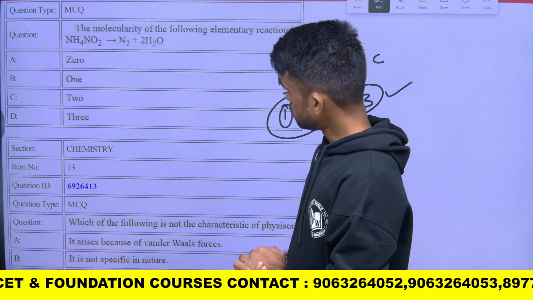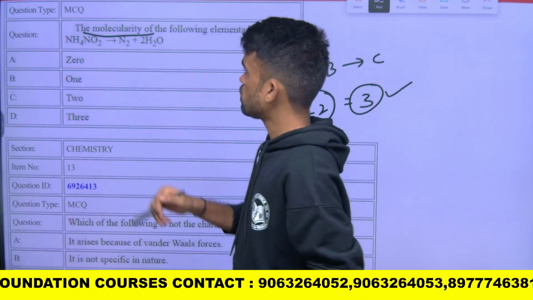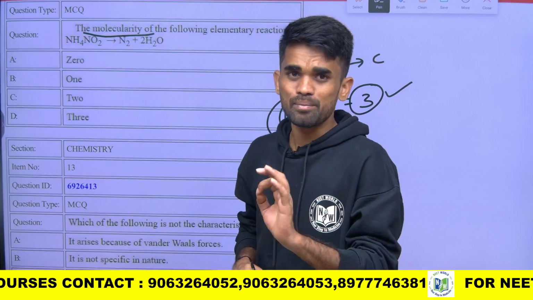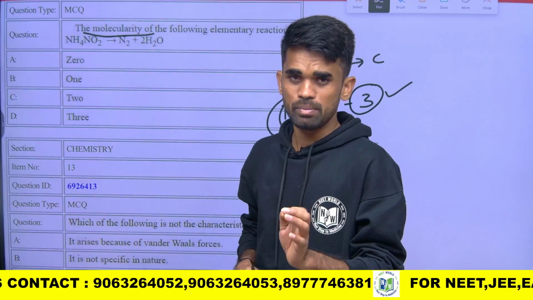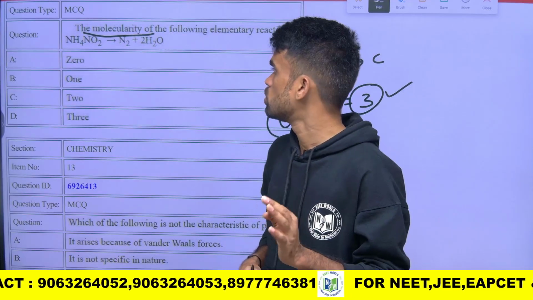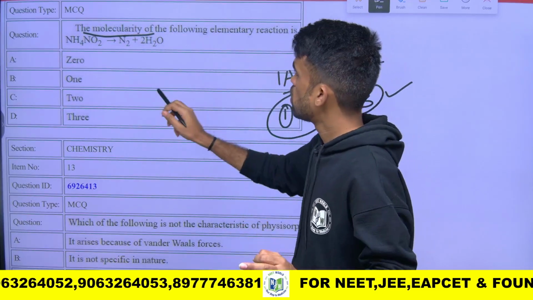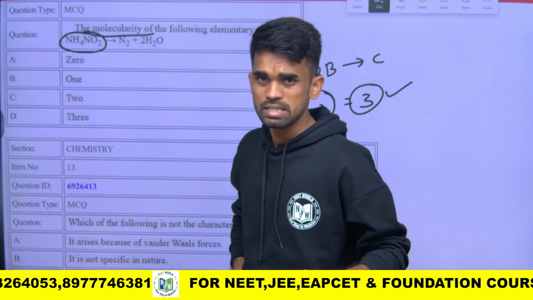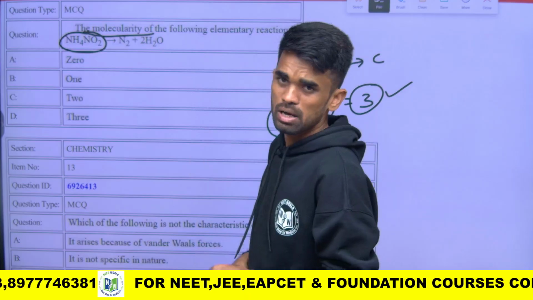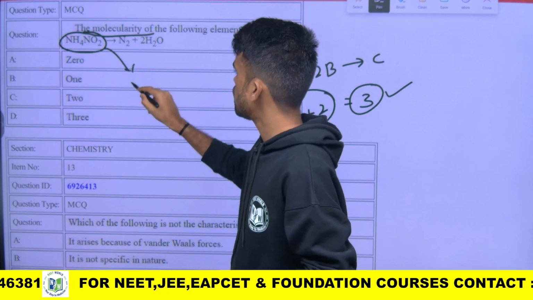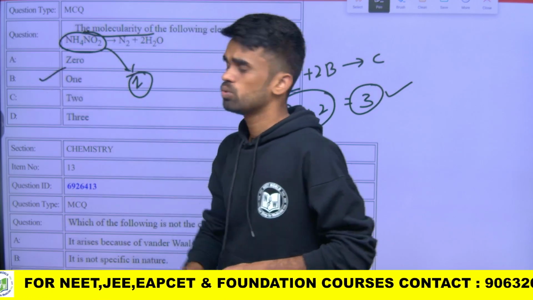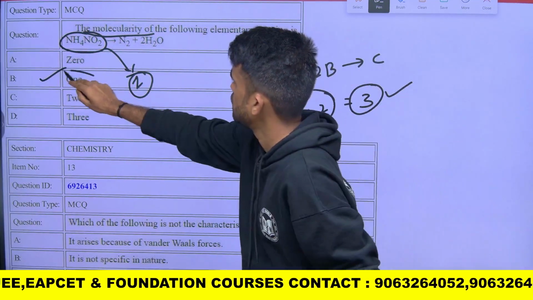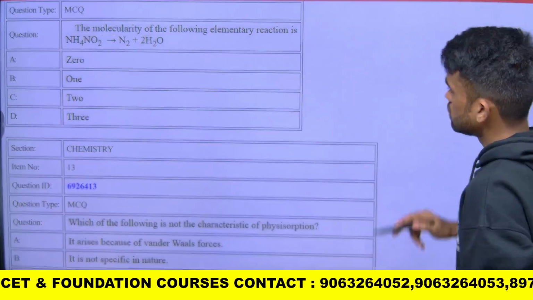Now, molecularity means the number of reactant molecules involved in the rate determining step. So that is given by the number of reactant molecules only. Here only one molecule is involved, only one reactant is present in the reaction, therefore the molecularity is 1. So option number 2, option B, is correct. Okay, let's move further.